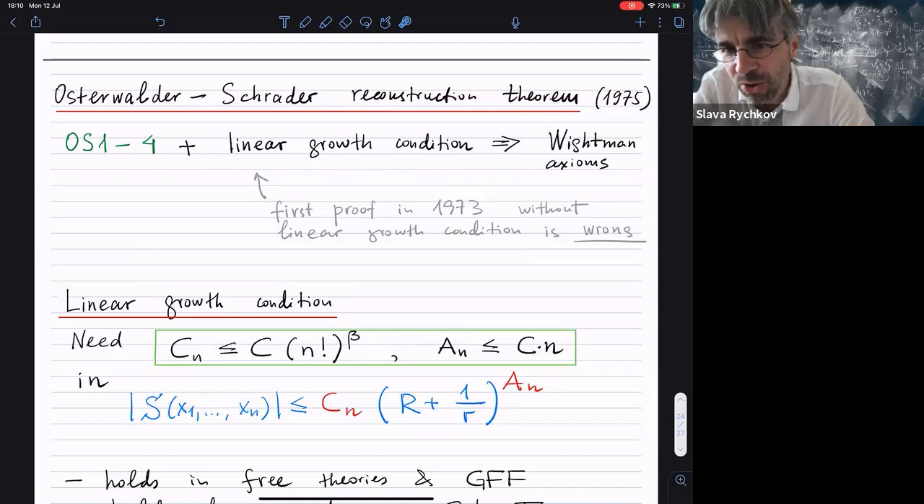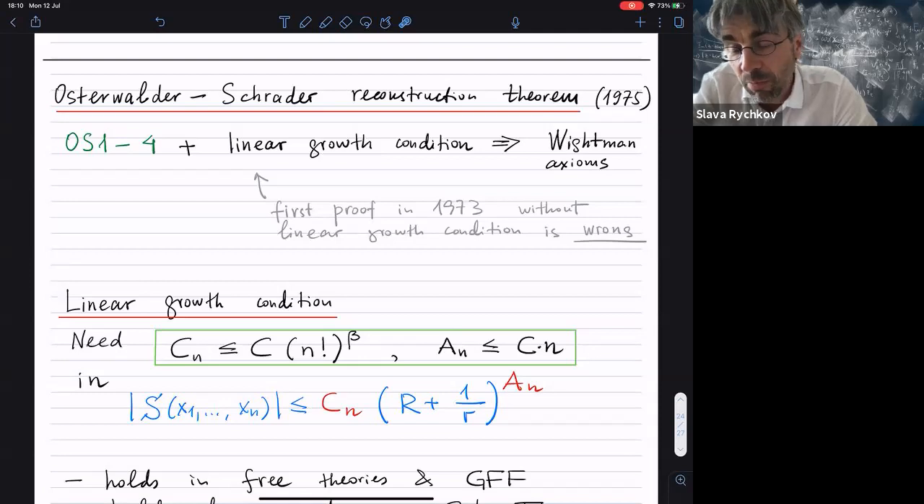Namely, you can show that you can perform the analytic continuation all the way back to the Lorentzian space. You can take the limit. You can show that this limit satisfies Wightman axioms. From Wightman axioms, you can apply the Wightman reconstruction theorem, which gives you the Hilbert space, the field operators, and that's it. So you recovered everything you might possibly want to know about your quantum field theory.